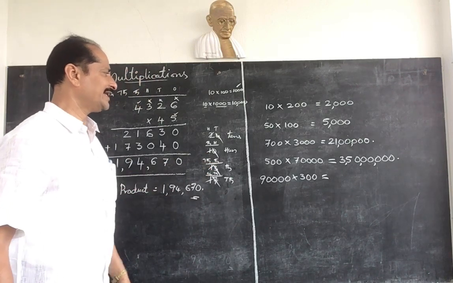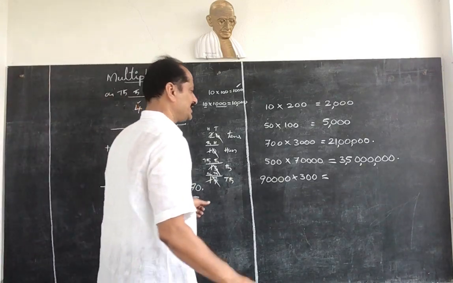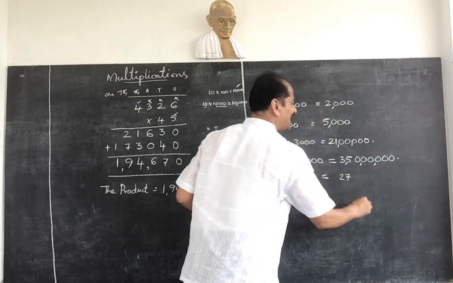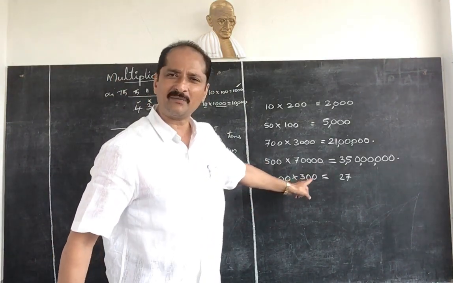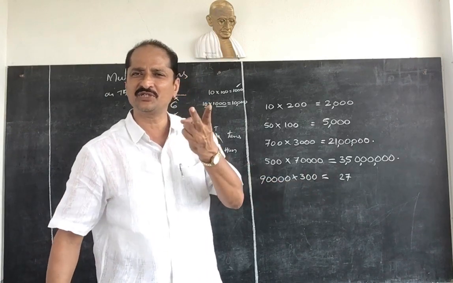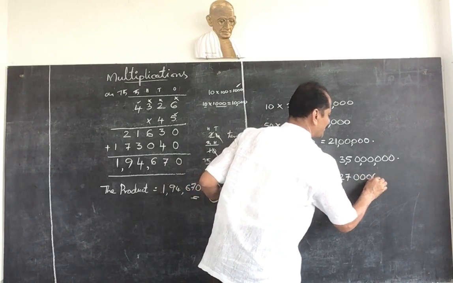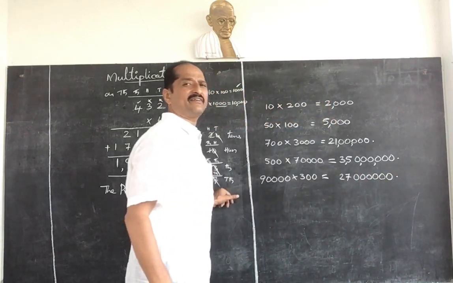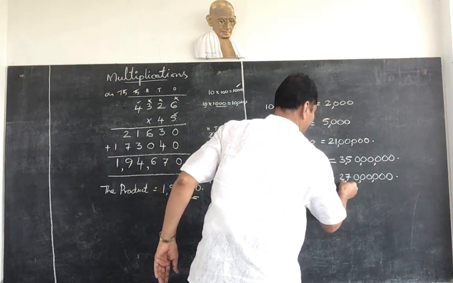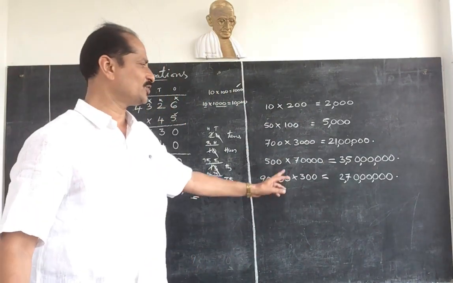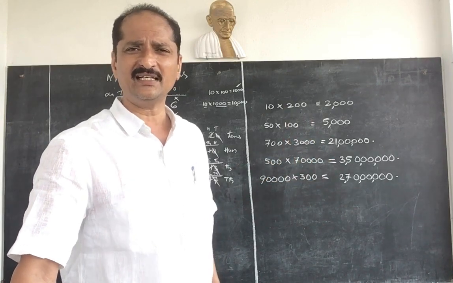Now check carefully. 9 into 3. 9 3s are 27. And add the number of zeros in the multiplicand and multiplier. In the multiplicand here we have 4 zeros. In the multiplier here we have 2 zeros. 4 plus 2 is equal to 6. So write down 6 zeros after 27. So 1, 2, 3, 4, 5, 6. Now divide the given number into periods in the Indian system of enumeration. Units period, thousands period, lakhs period and crores period. So the product is 2 crores and 70 lakhs.